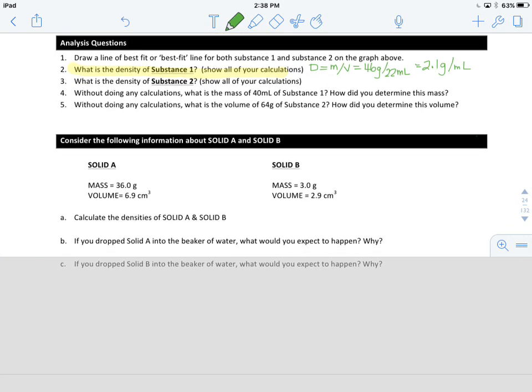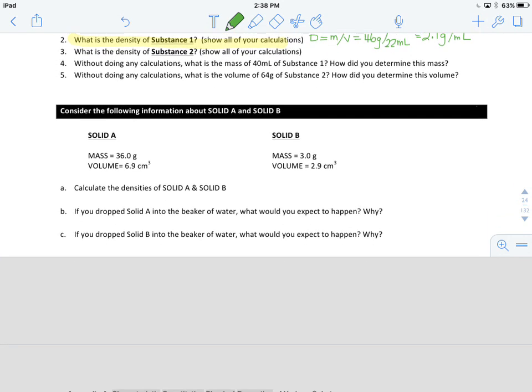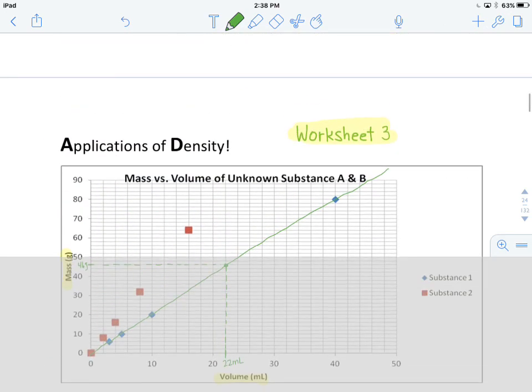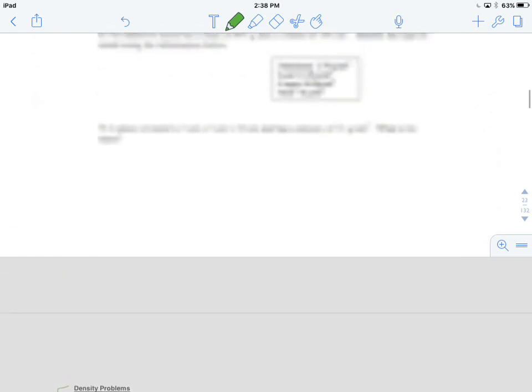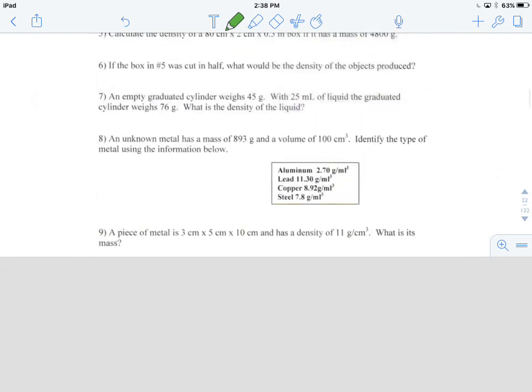So there's some analysis questions. There's some questions down here for you to answer. This is kind of worksheet number 3. And this is what we're working on over the next couple of days. All right, there's your lesson.